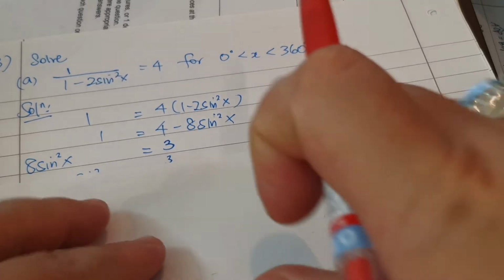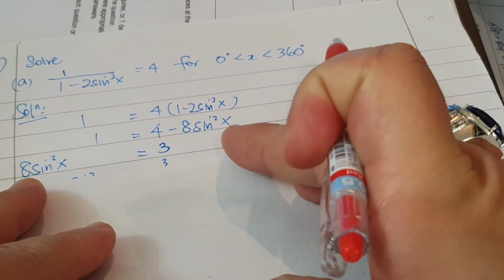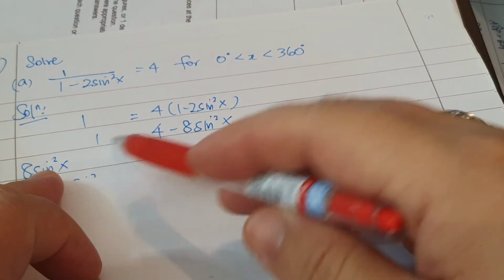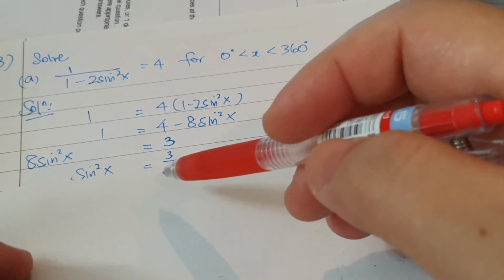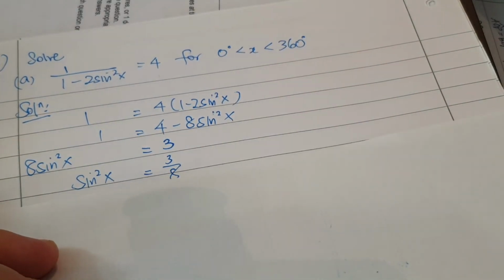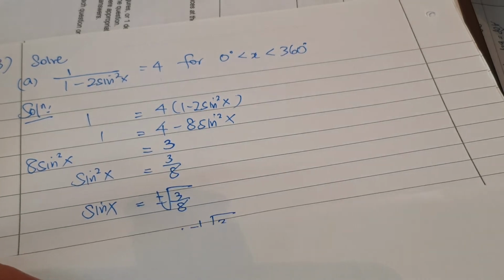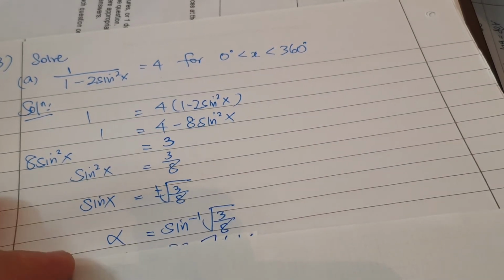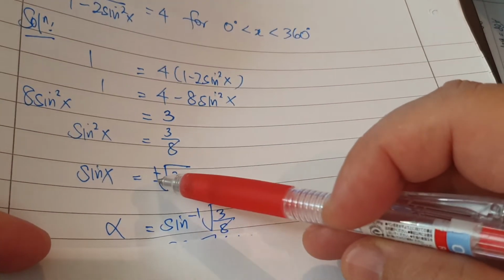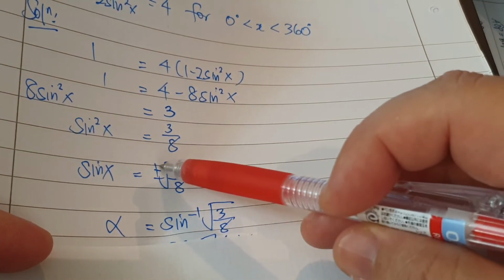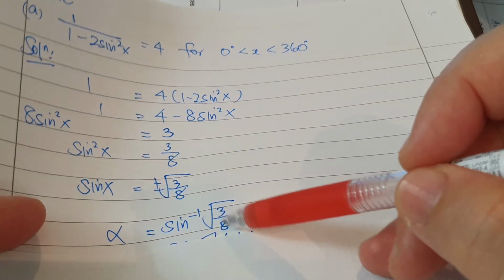Okay, I plus 8 sine square x both sides. Then I minus 1 both sides. I get this. I divide by 8 both sides. I get this. Square root both sides. Okay, now I find my alpha. Remember, alpha, don't bother about the plus minus sign. Okay, it's always a plus. Then you press calculator.